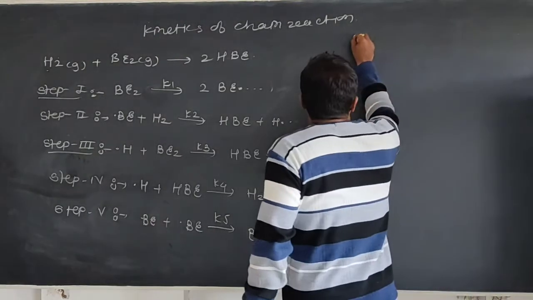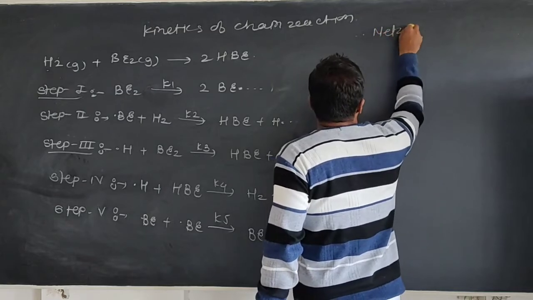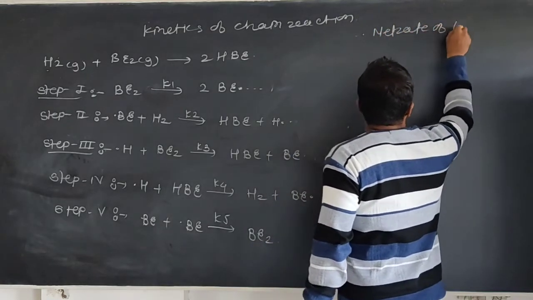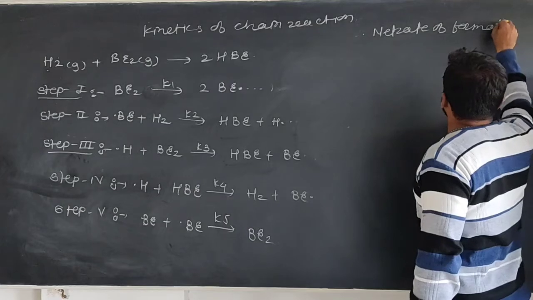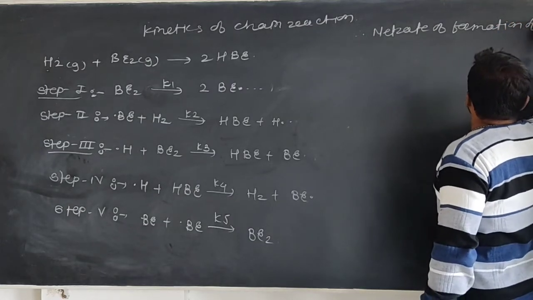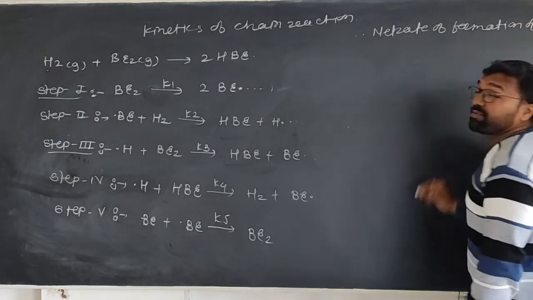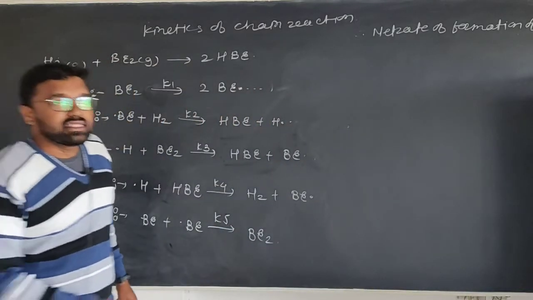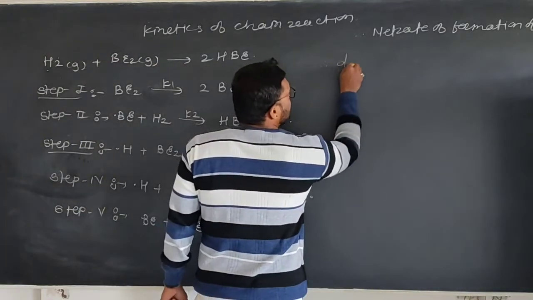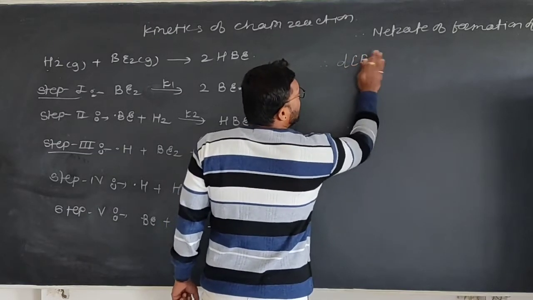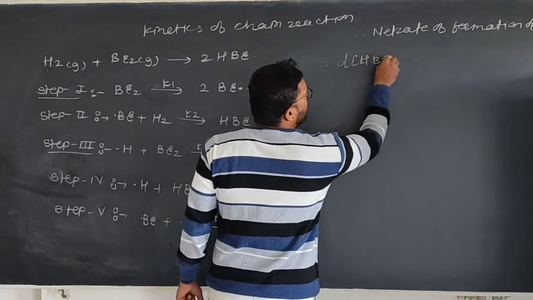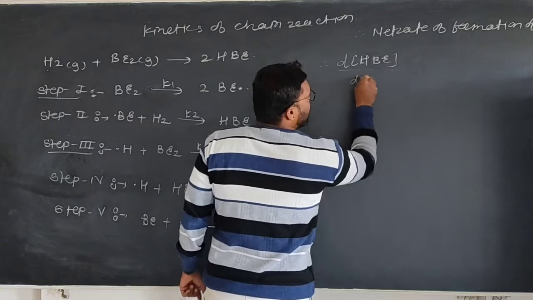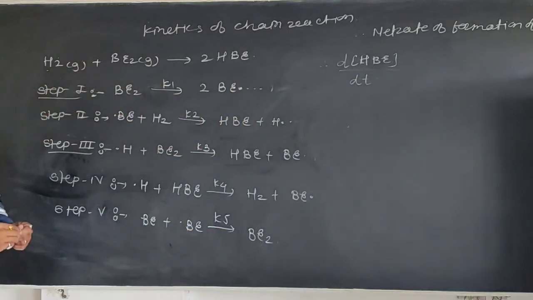Then I have to write the net rate of formation of HBr. Even if you cannot see it, write what I am saying. Right, the net rate of formation of HBr. Then I can write the rate of formation of product with time.